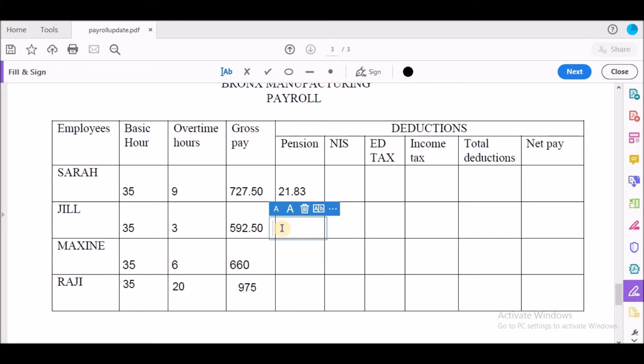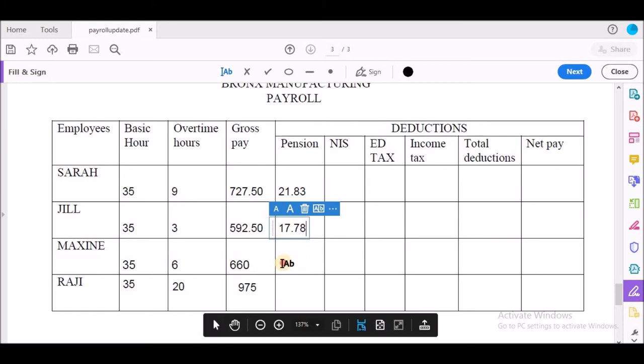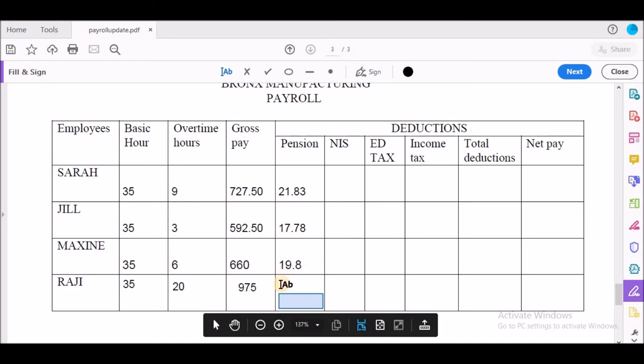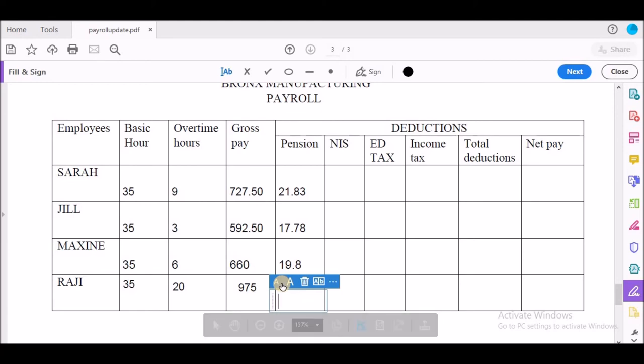So it's 3% of $592.50. That's $17.78. Alright, moving on to Maxine. So that's 3% of $660, and that's $19.80. For Raji, 3% of $975, and that's $29.16.